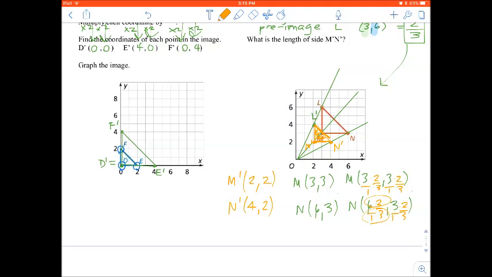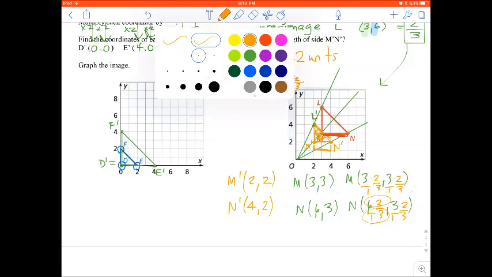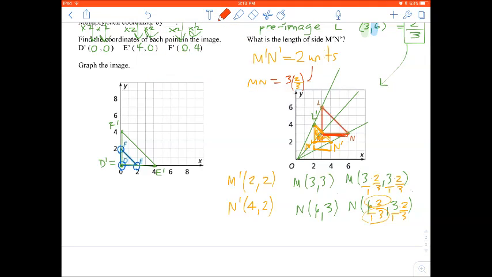And then from here, I can say what's the length of M prime N prime. Well, if you look, it's the bottom of the triangle as it's drawn, so that's 2 units. I could have also taken MN as the length of a triangle, which I'll go ahead and highlight in red here. I could have taken that 3 units and multiplied that by 2/3, and I would have gotten the same length. It applies to both coordinates and length when you apply a scale factor. So either way, it'll work. And that's dilations for you.